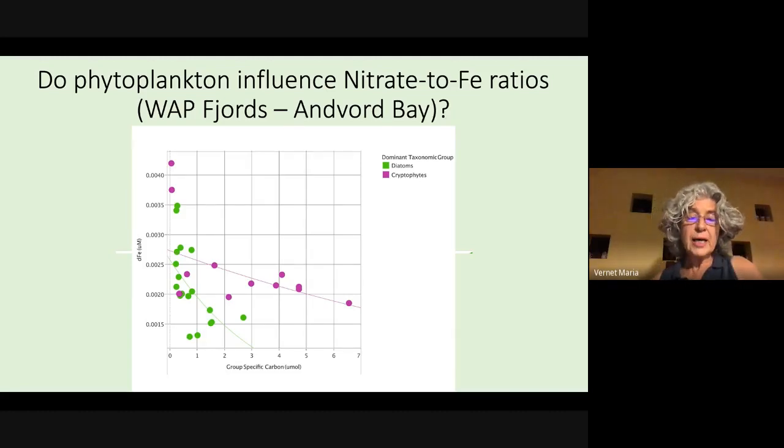And here I plotted the iron concentration in the y-axis and the carbon phytoplankton in the x-axis. The green are the stations in which diatoms dominate. Their carbon is more than 40% of the total carbon. And the pink ones are the cryptophytes dominating stations. And as you can see, when diatoms dominate, the concentration of iron decreases much faster as the bloom develops.